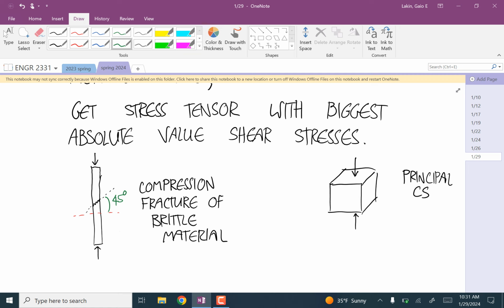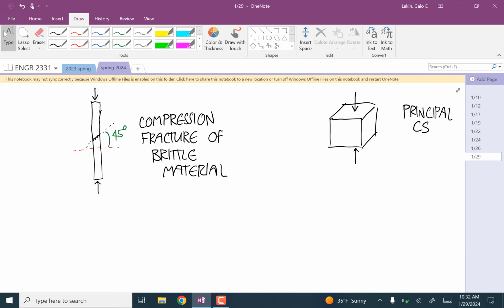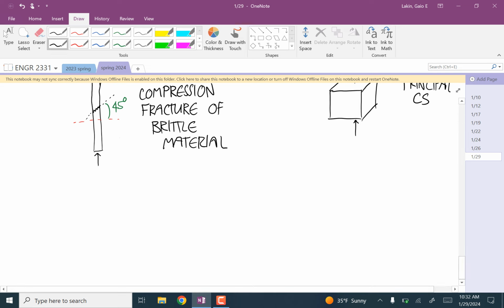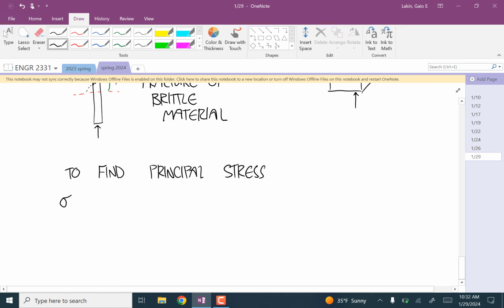Okay. All right, so how do we calculate the principal stress? Well, we're going to use that idea of tractions. To find the principal stress, notice that what we want is, whatever our starting stress is, I'm just going to write out all these values.